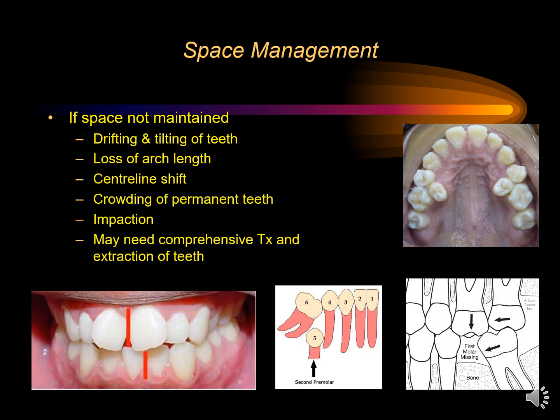Now, if space is not maintained, teeth will drift and tilt, and this will result in a loss in arch length. There may also be center line shifts, okay, and primary and permanent teeth will be crowded out due to lack of space, and they may also become impacted. And once this happens, it will need comprehensive treatment with extraction of teeth.